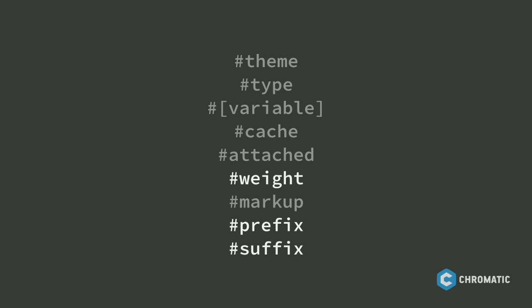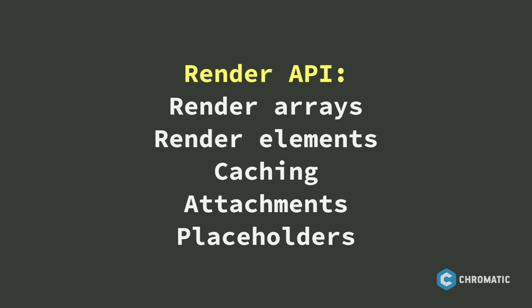To breeze through the last three, weight, you've probably seen it in hook_form_alter. Weight is if you're trying to tell Drupal what order you want your render arrays to print in. So you'd give that an integer or float or whatever. And then prefix and suffix can be used to print plain markup before and after the resulting markup of your rendered render array. Again, there's more, but those are some of the more commonly used. And that's my crash course on the rest of the render API.